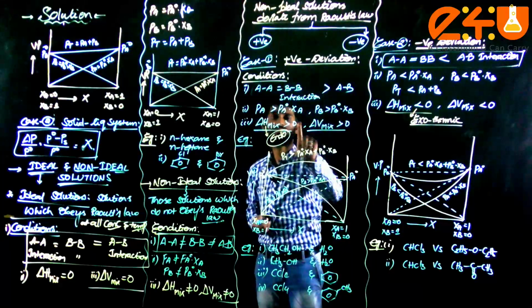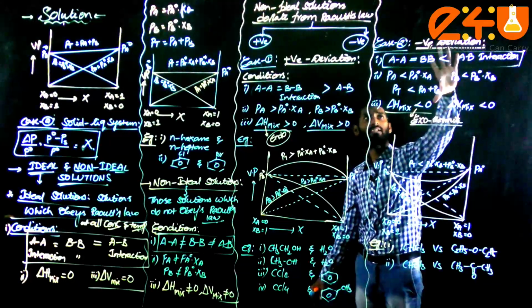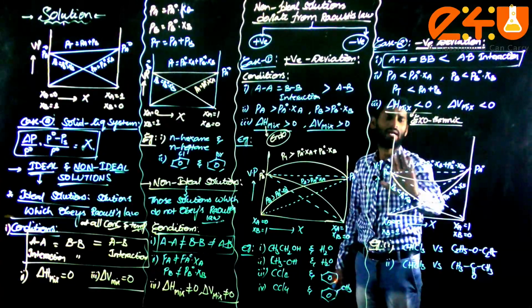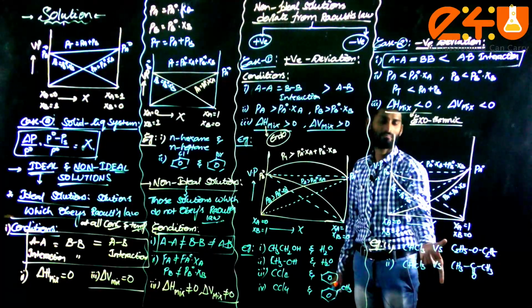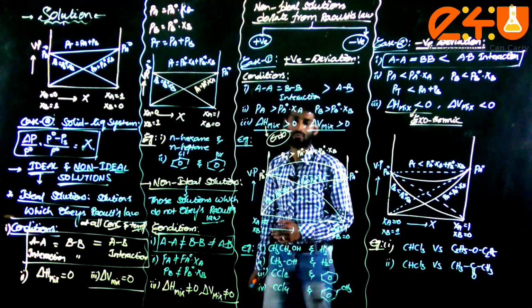Next, in the positive deviation, the conditions, graph and example we wrote. Next one comes under case 2, negative deviation: what are the interactions and its conditions, with respect to the graph and some examples. I hope everyone understood, and the second part we have to continue in the next video.